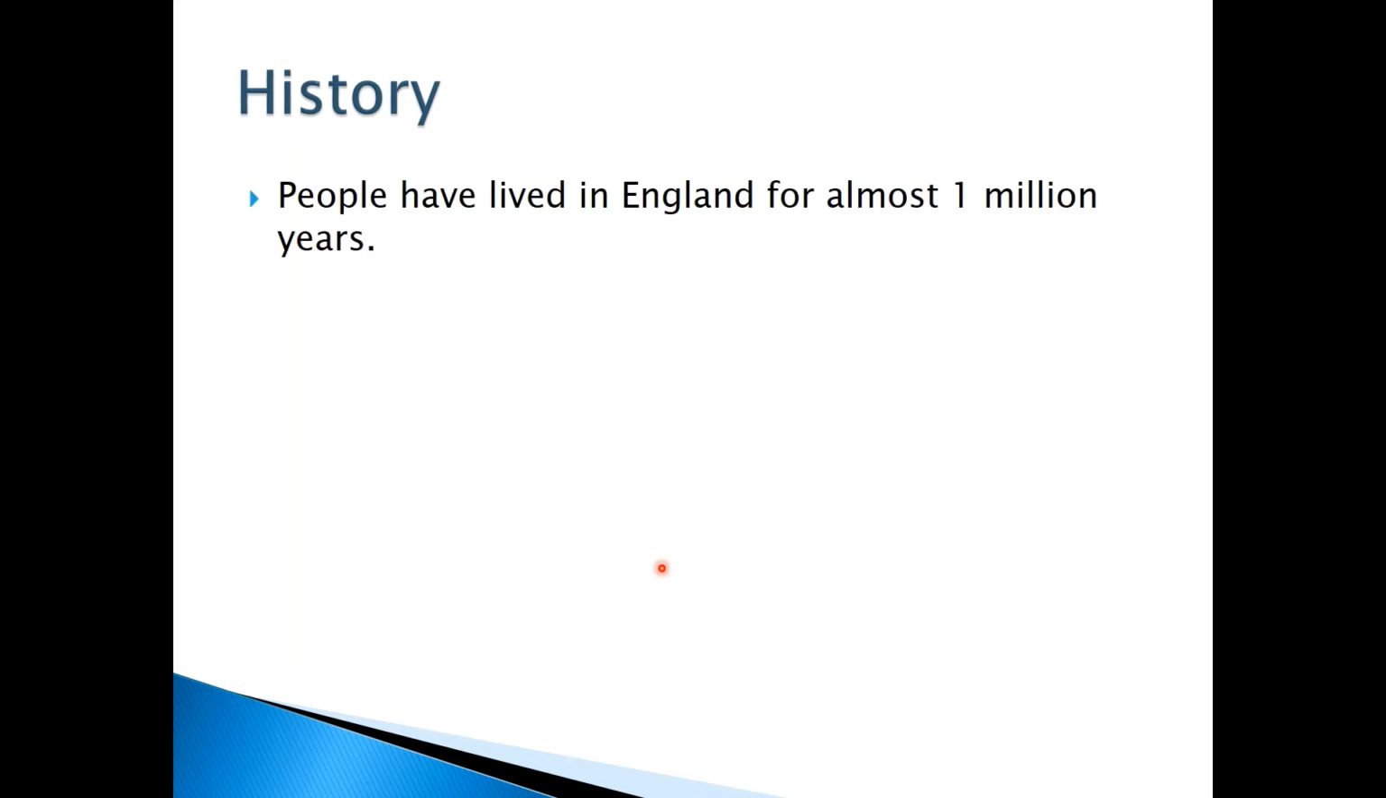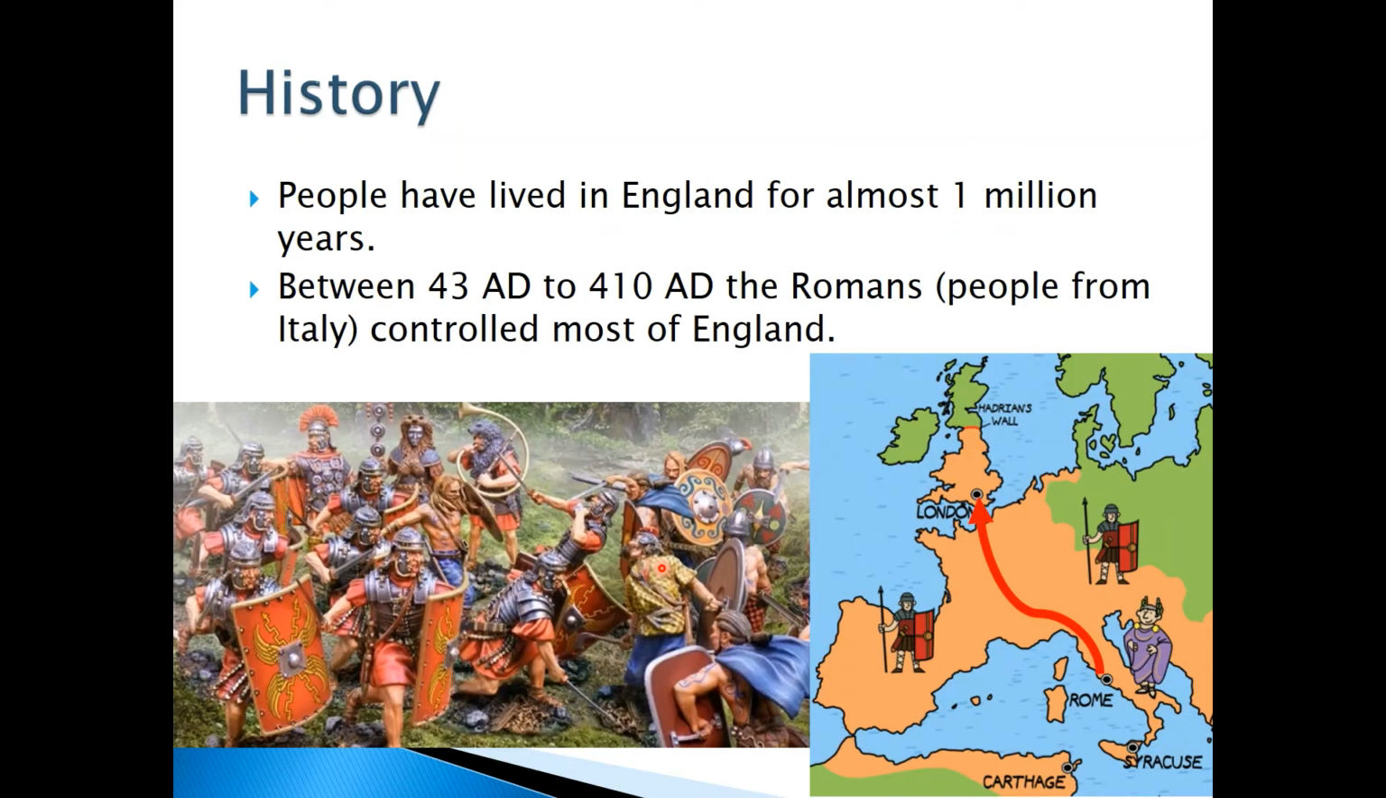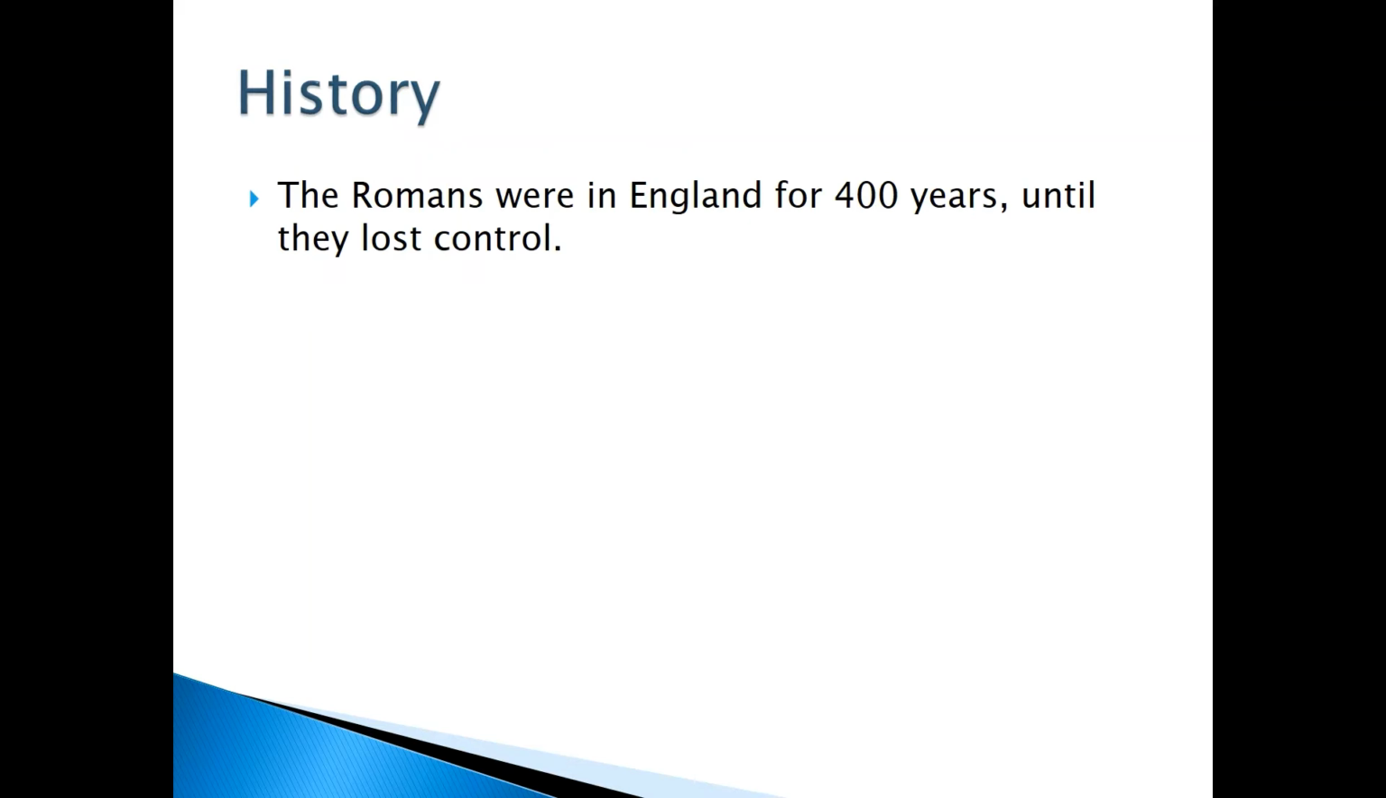History. The history of England. People have lived in England for almost 1 million years. Between 43 AD to 410 AD, the Romans controlled most of England. The Romans came from Italy. The Romans were in England for 400 years until they lost control.